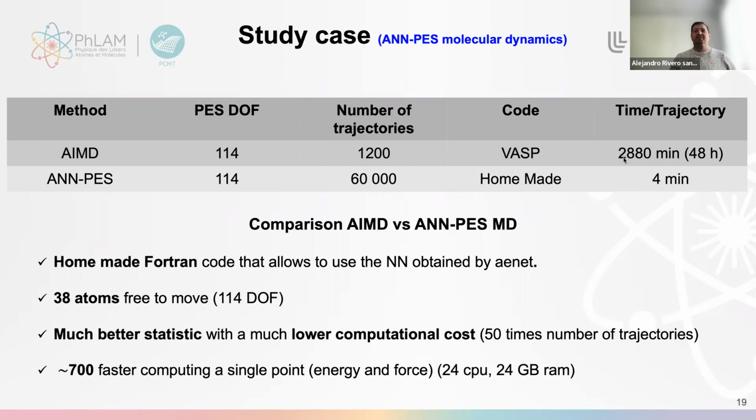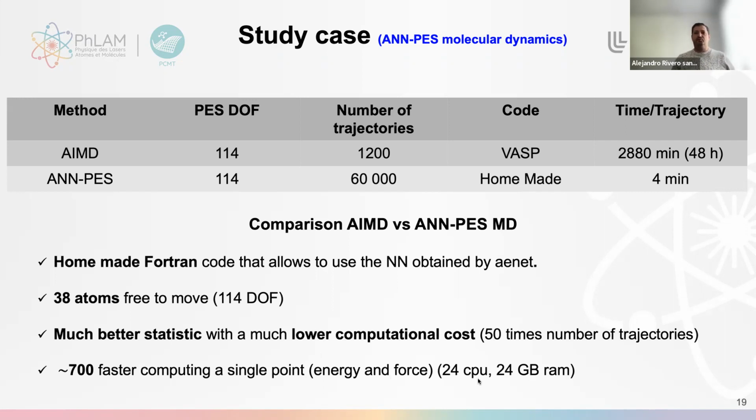And the most important thing here is the time that you need to make one trajectory using AIMD. For this system, you need 48 hours to make one trajectory, and using the neural network PES, you only need 4 minutes. So we use a homemade Fortran code that is able to use the neural network obtained by RuNNer. We have 38 atoms free to move, and we obtain much better statistics with a much lower computational cost, 50 times the number of trajectories compared with the AIMD calculation, and we are 700 times faster computing a single point energy and force.